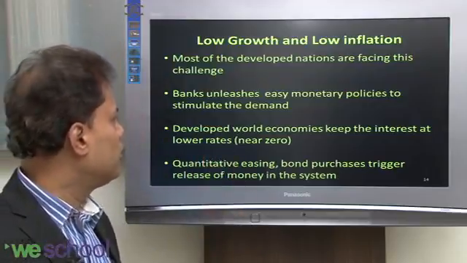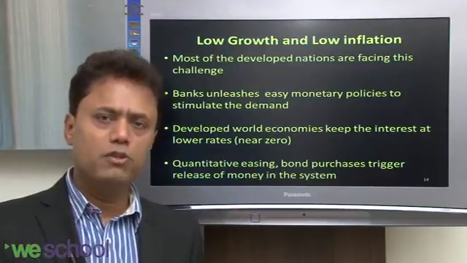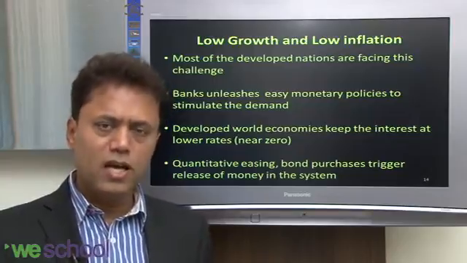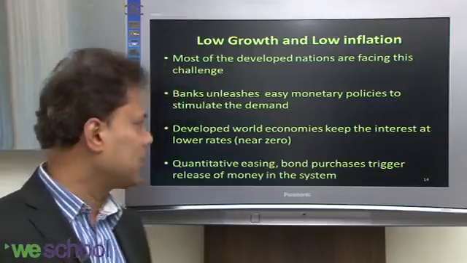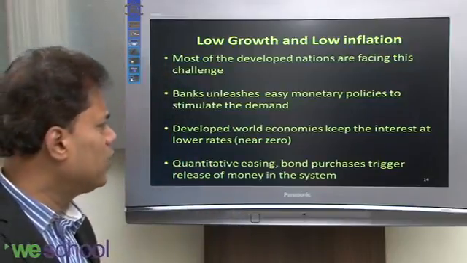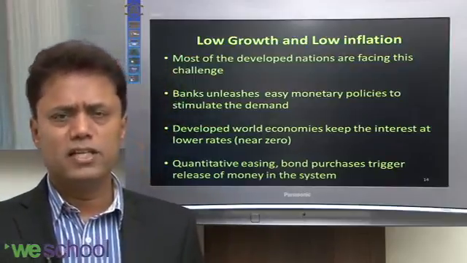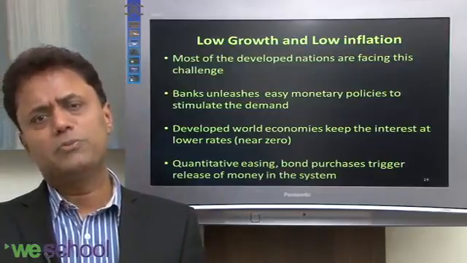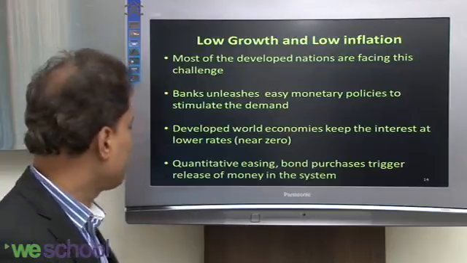Banks unleash easy monetary policies to stimulate the demand. So RBI policy will be to reduce interest rates to help the economy, because inflation has already fallen and they are able to see that they can release more money into the market. Developed world economies keep the interest rates at a lower, near zero level. Japan is almost nil. US is 0.25%.